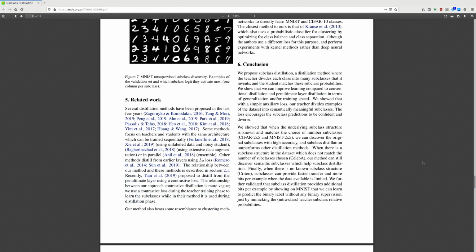Conclusion. We propose subclass distillation, a distillation method where the teacher divides each class into many subclasses it invents and the student matches the subclass probabilities.